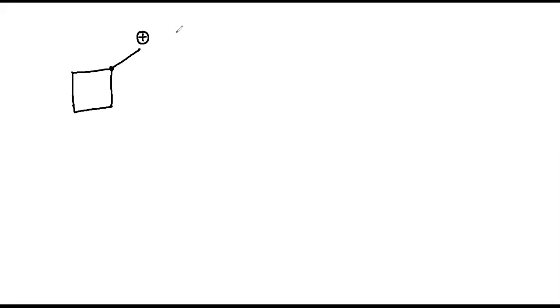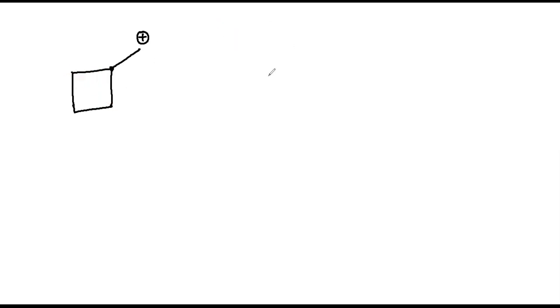This carbon, let me show you. This carbon, which is the drawing room carbon, will ask either of these two carbons to move to the carbocation. Are you getting this? Just like it happens. I hope you remember from yesterday.